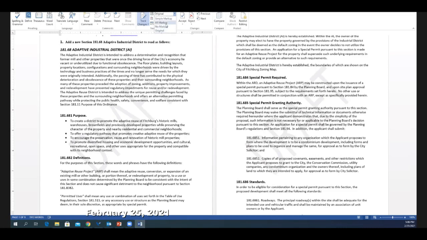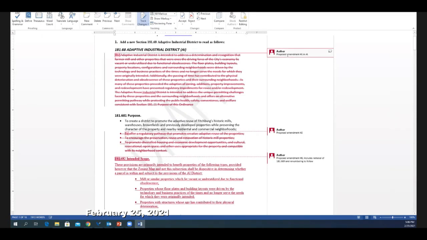Now, if you look at the first amendment that was proposed by Councilor Zarella, it proposes to remove the flowery language entirely, both here and here. And as a practical matter, it doesn't change anything about the district. It makes it a shorter ordinance, and it makes it really clear and to the point that the purpose is right here: to create a district to promote the adaptive reuse of Fitchburg's historic mills, warehouses, brownfields, and previously developed properties while preserving the character of the property in nearby residential and commercial neighborhoods. So that was the first and second amendment. So I suppose I'll pause right there.